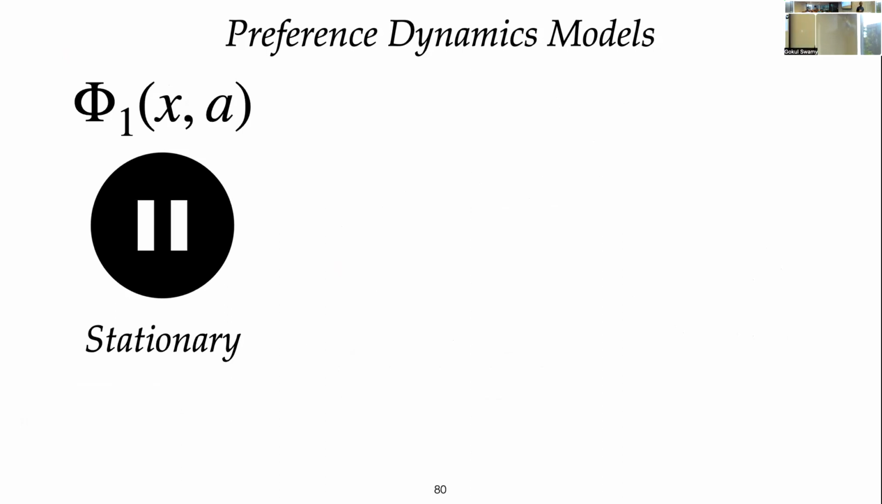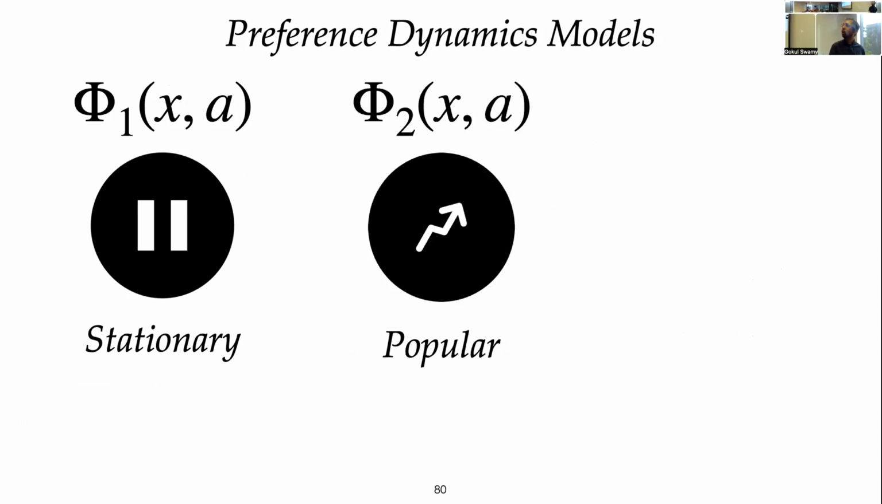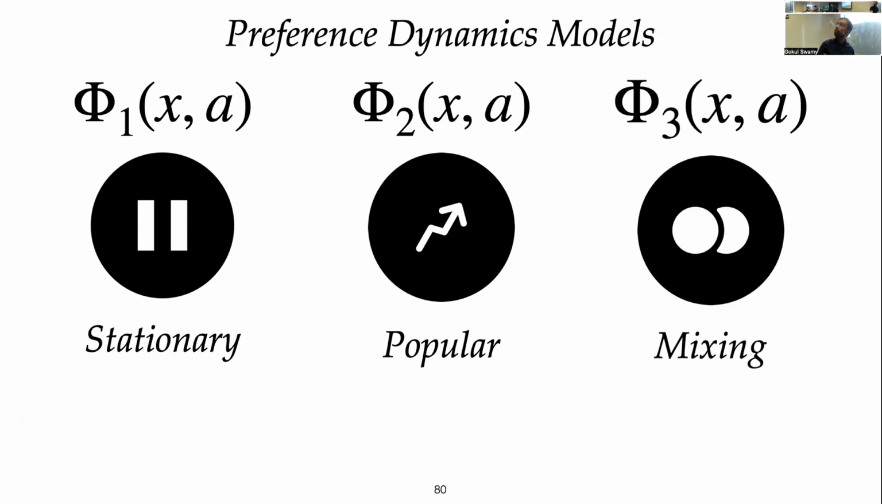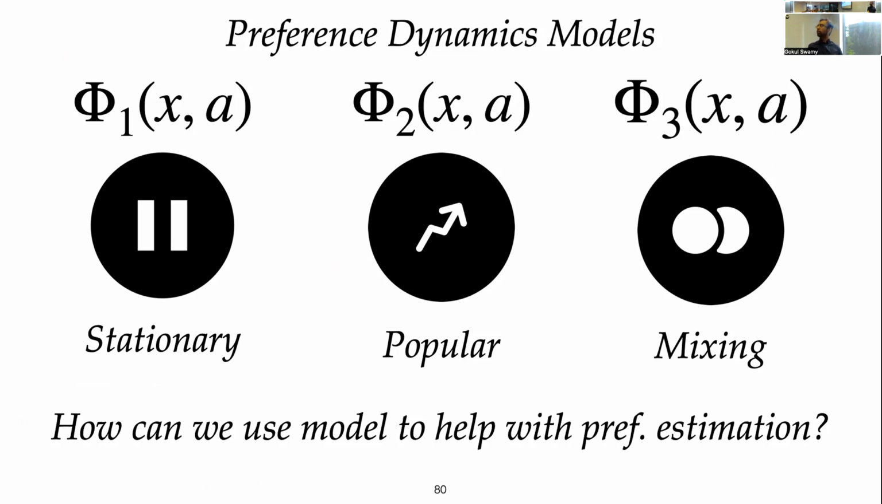We see X again. The next might be that no matter what content you show them, what they like more is just what's popular. So maybe they just look at the charts on Spotify, they just pick whatever is most popular. Maybe another one could be something like their preferences mix over time. So whatever content you show them, they end up liking more over time, and they want more content like that. And the key question I'm going to try and answer is how we could use such models to help with preference estimation.